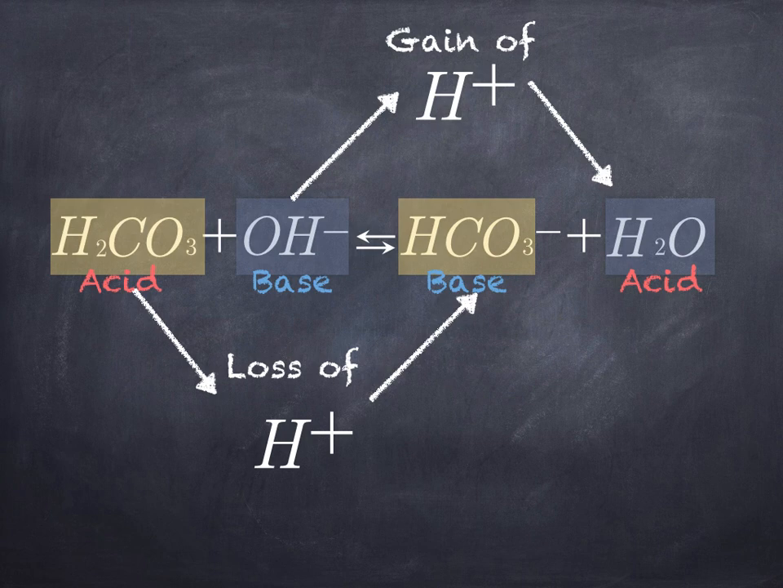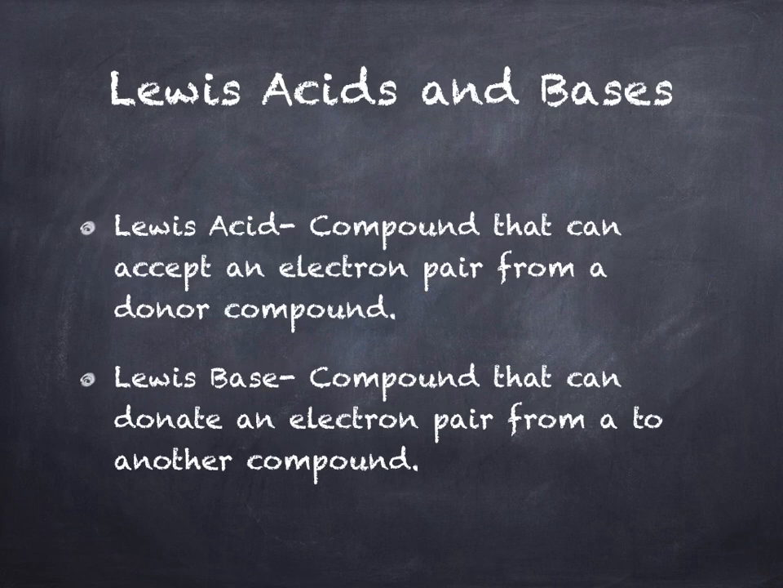Let's get to the third and final definition of acids and bases. And this is called Lewis acids and Lewis bases. Okay, so this goes back to the idea of Lewis structure. And you probably remember Lewis structure, that's when we were drawing out the lines and the dots. And we were counting out electrons. Well, that's very similar with what we're doing with Lewis acids and Lewis bases.